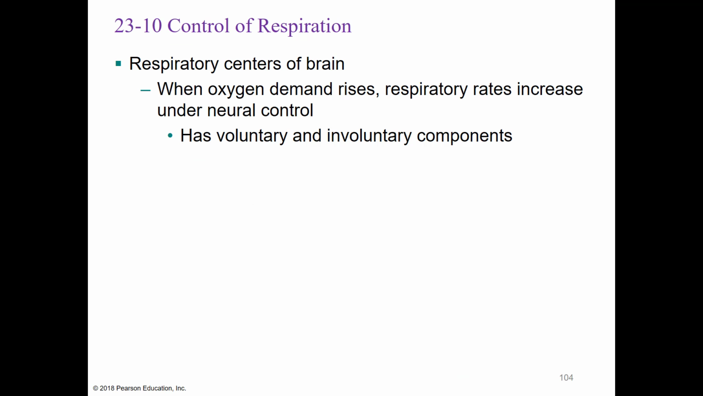The respiratory center of the brain. When oxygen demand rises, your respiratory rates increase. You have voluntary and involuntary components of this, so you can control it right now. If you want to breathe really deeply, really fast, or really slow, you can make that decision. But it also happens involuntarily when you get upset, or if you're really relaxed or nervous. Those things can all make a difference with your respiratory rate.